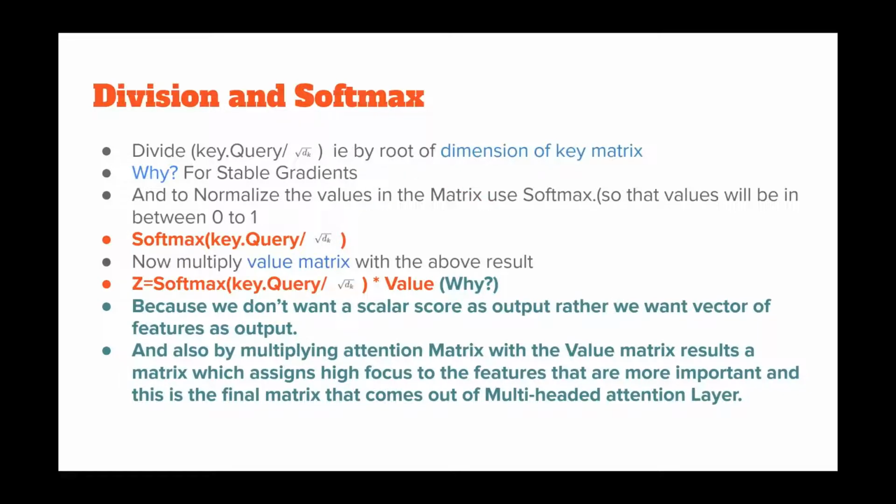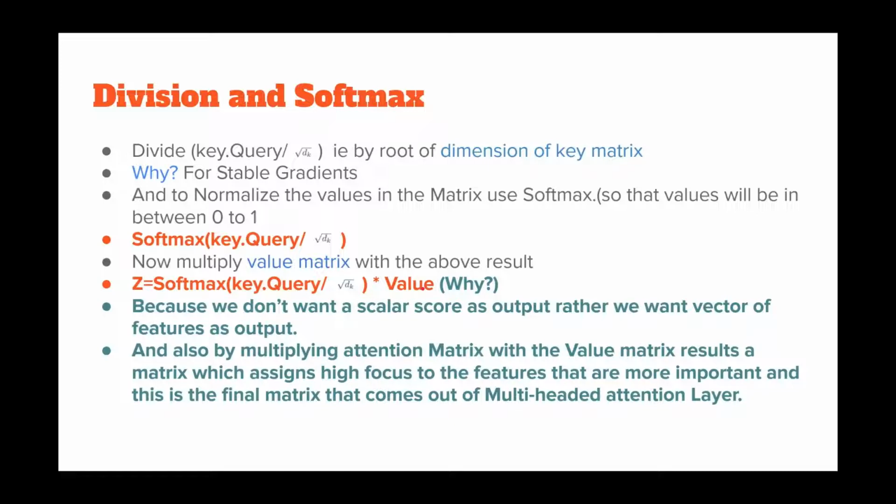The next step is to normalize the values using softmax. So this is softmax of key dot query divided by root dk. Now we will multiply the above result with the value matrix. Once we get softmax of key dot query divided by root dk, we will multiply that whole thing with the value matrix.